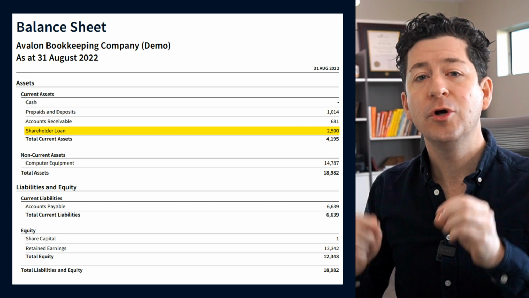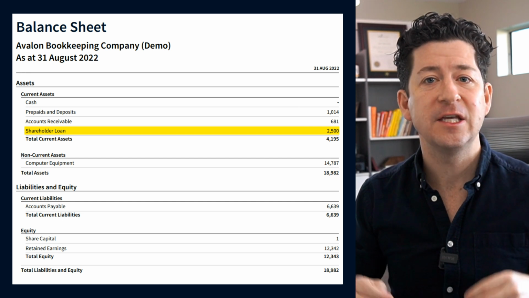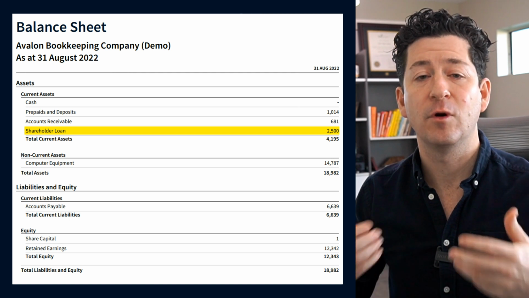In the shareholder loan debit balance example that we just looked at, Paul owes the company $2,500, so the shareholder loan balance will show up as an asset on the balance sheet, as you can see here. Paul could pay back the $2,500 to repay the loan, or as often is the case, he could take it as personal income in the form of a dividend.